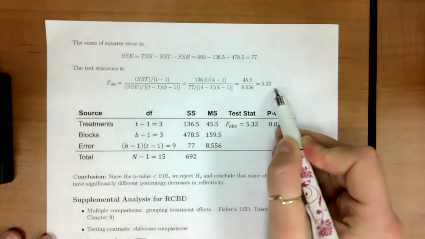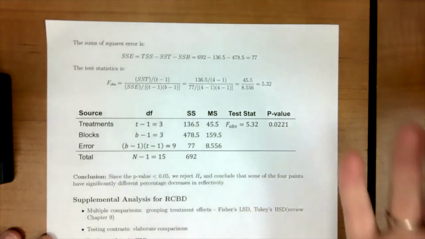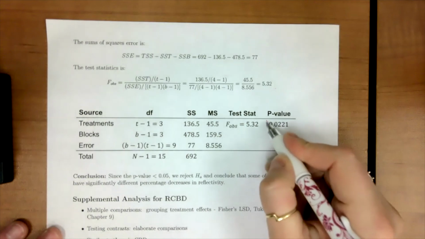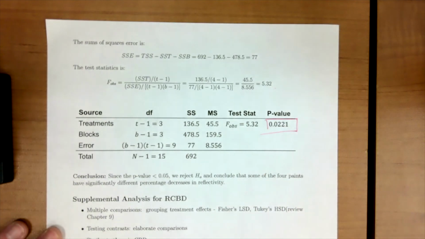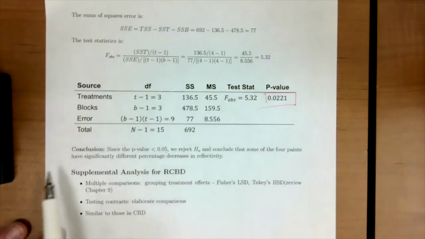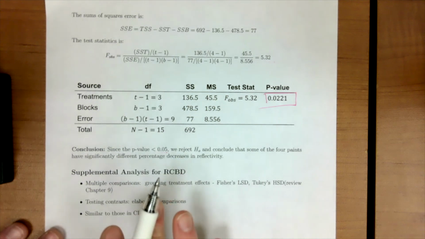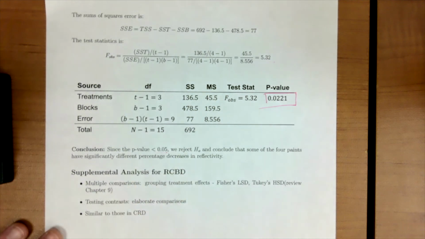So with this F statistic, I could go to a table and look at it that way, or again, we can just use software and we can get a p-value. Boom. Okay, and so since our p-value is less than our alpha of 0.05, we can reject the null and conclude that some of the 4 paints have significantly different percentage decrease in reflectivity.